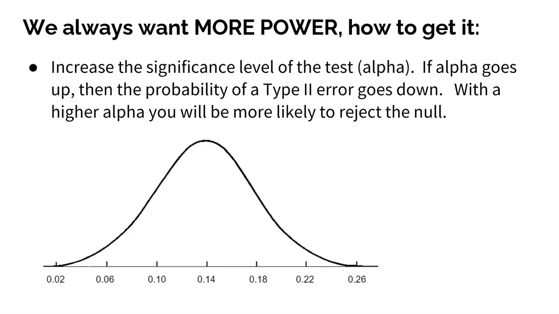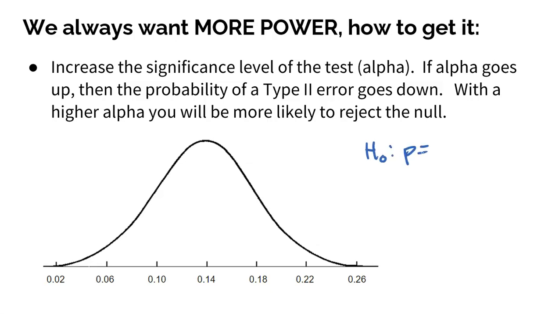Now, another way to get more power is to increase the level of significance. Now, let me explain this. The level of significance is alpha. Typically, we might use a 1% alpha or a 5% alpha. But if alpha goes up, then the probability of type 2 error goes down. With a higher alpha, you'll be more likely to reject the null.